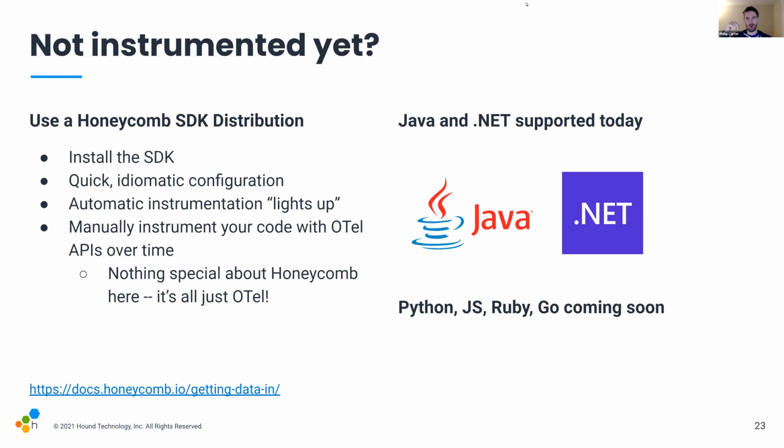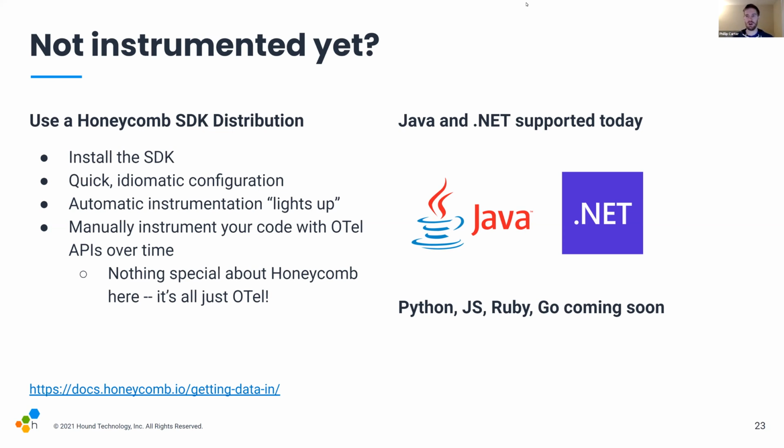There's no Honeycomb attached to it or anything like that. It's all just OTel. And so today we have Java and .NET already supported. You can go and use that right now for our SDK distros. And Python, JavaScript, Ruby, and Go, and more likely are coming soon. This is an ongoing thing where I imagine if you talk to me next month, there's probably going to be a third language icon up there. It's pretty fast moving, and so that's great.